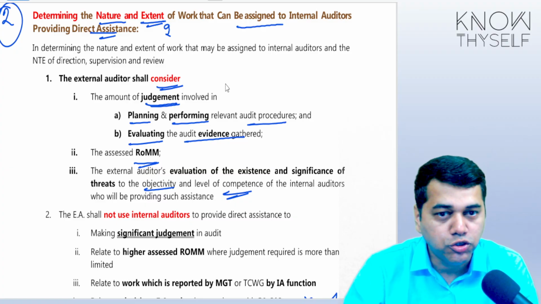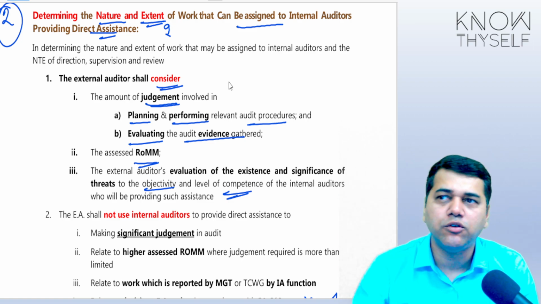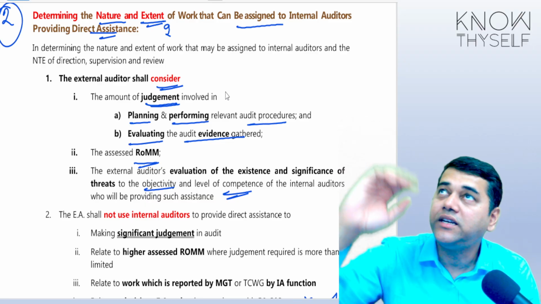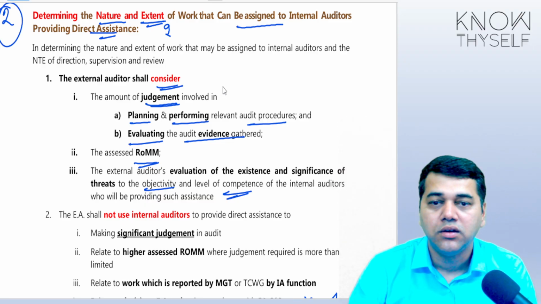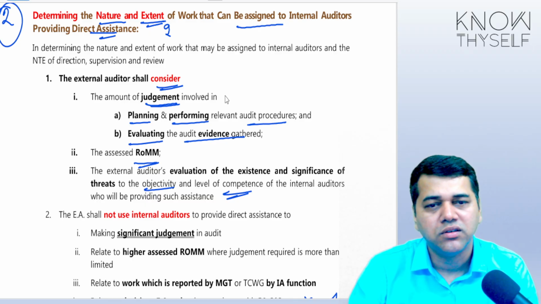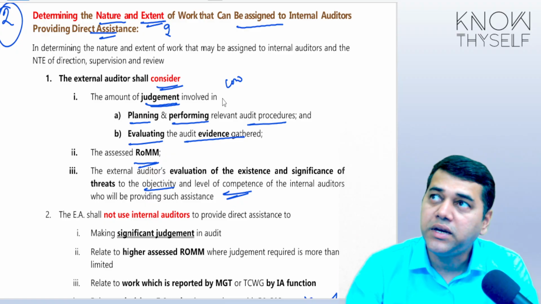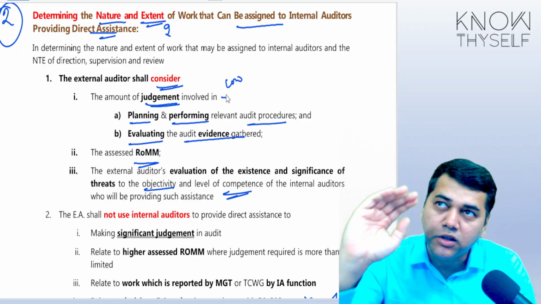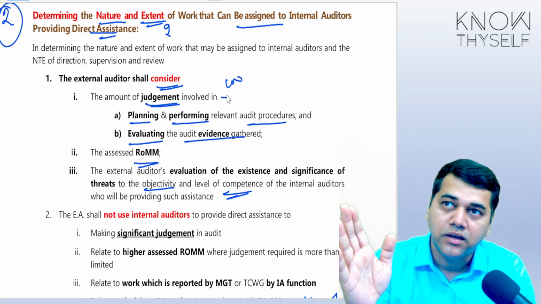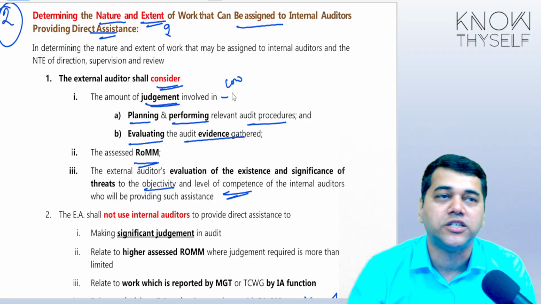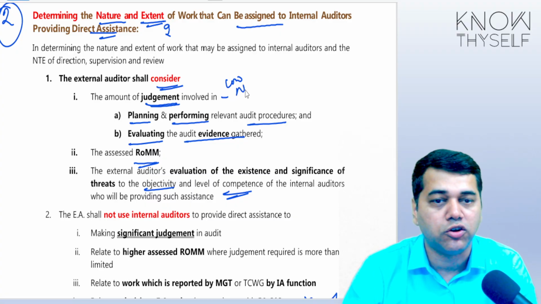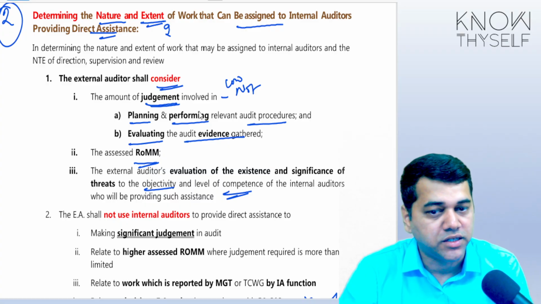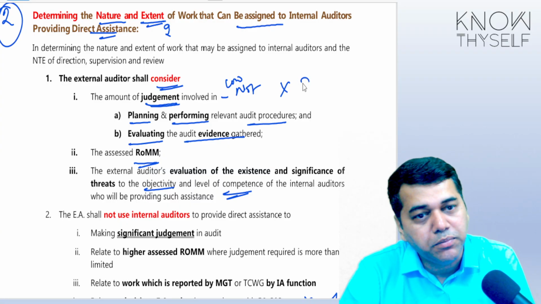First thing I need to check: whatever work I give them, what is the amount of judgment involved? Say I need to paint the wall. What is the amount of judgment involved? I can say low. But on this wall, there are some important paintings already given, so some judgment has to be applied, like what color combination to be used and other things. No, I cannot use him, because if there is significant judgment, I cannot use the people of the internal audit.